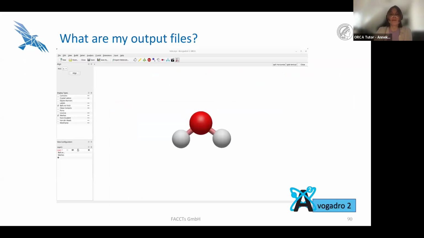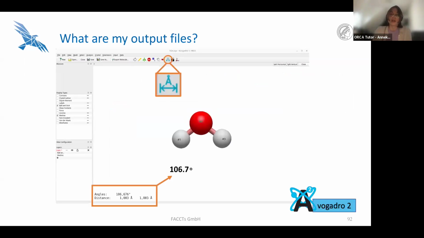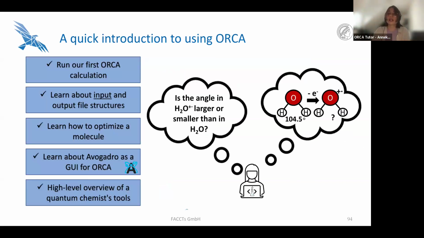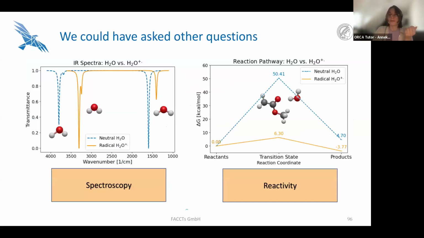And then there is a tool as well where you can measure your molecule. So in our case, I measured just the angle in which I was interested in, got my result, which is 106.7 degrees. And with that, we went through all the different points and answered our question, which of the two angles is larger? So is the angle of our ionic radical water larger than for our neutral one? And yes, the angle is larger.